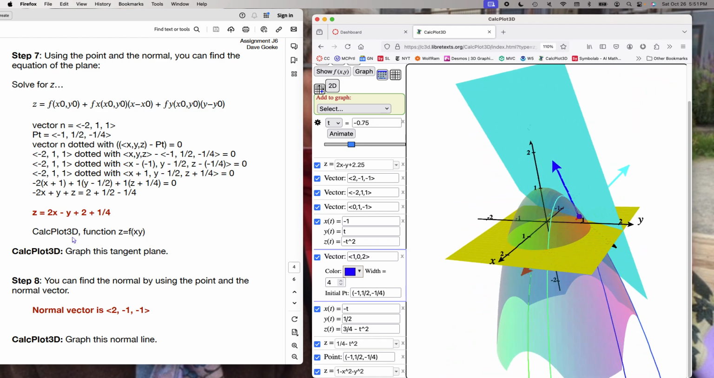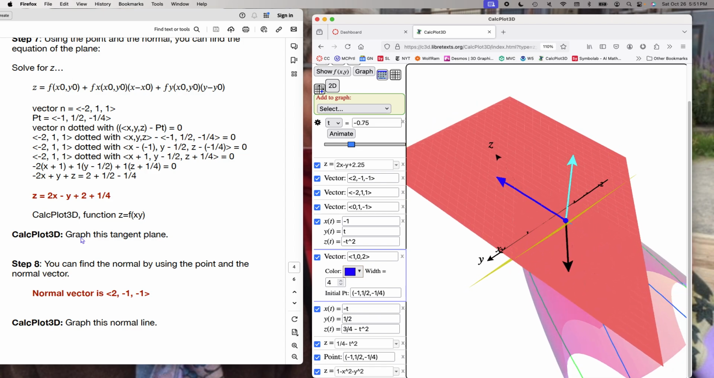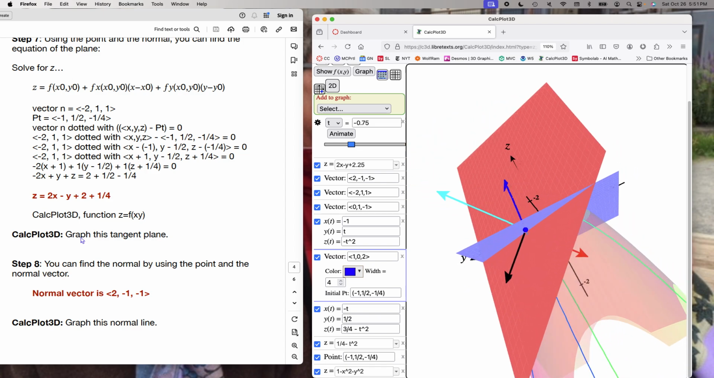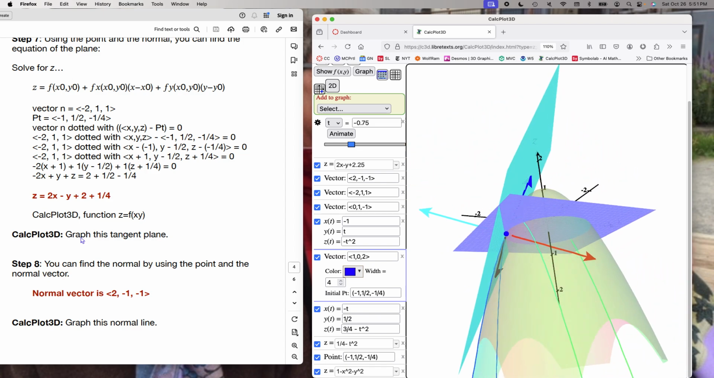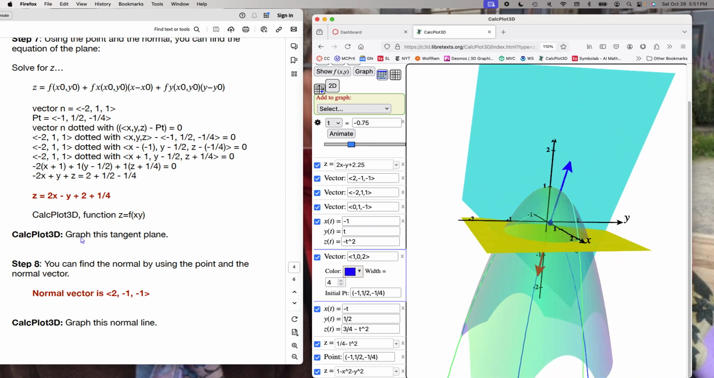And in the final step, step number 8, the normal vector is plotted with a direction of 2, -1, -1. And that is how this assignment was completed.